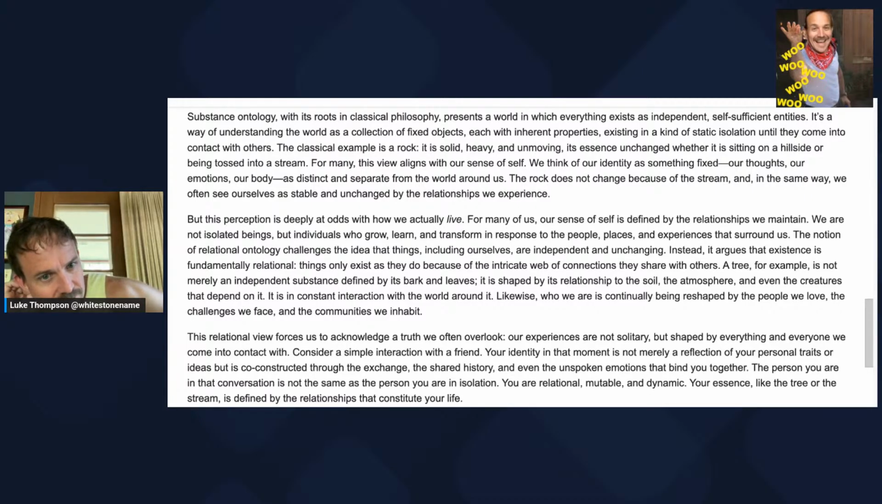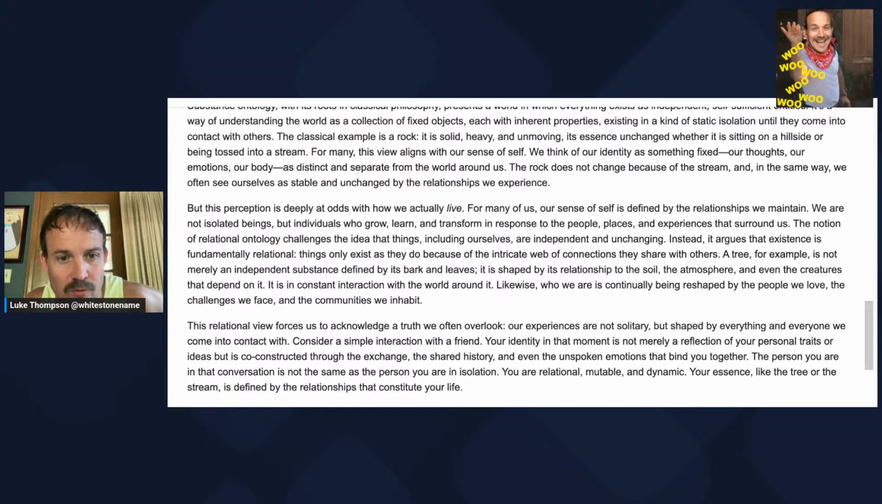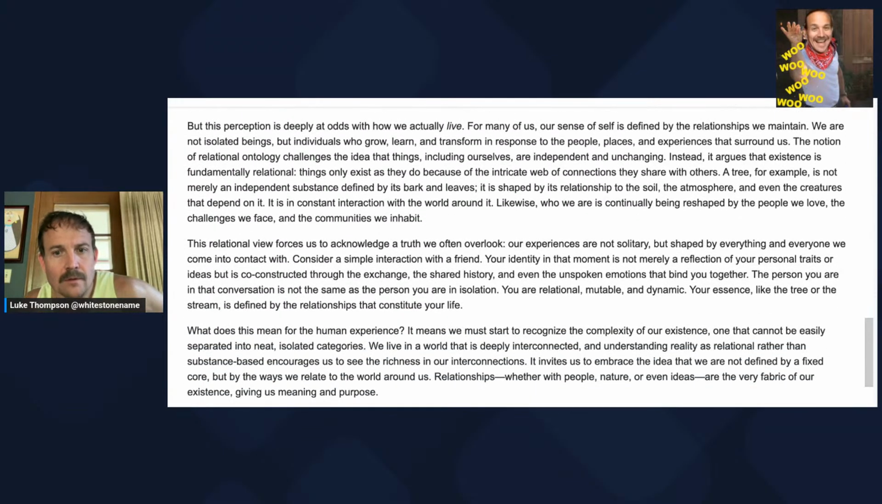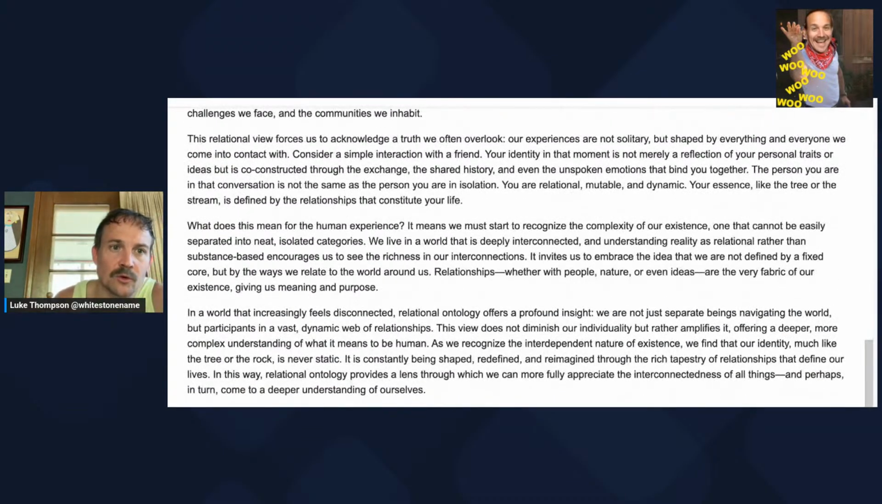Instead, it argues that existence is not merely an independent substance defined by its bark and leaves. It is shaped by its relationship with the soil, the atmosphere, and even the creatures that depend on it. It is in constant interaction with the world around it. Likewise, who we are is continually being reshaped by the people we love, the challenges we face, and the communities we inhabit. The relational view forces us to acknowledge the truth that we often overlook. Our experiences are not solitary, but shaped by everything and everyone we come into contact with.